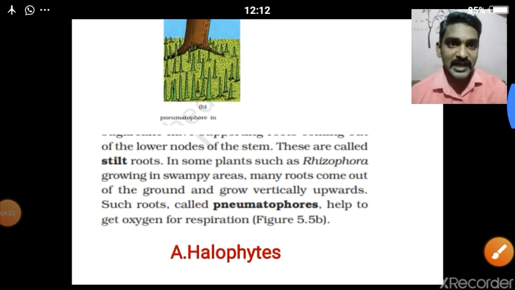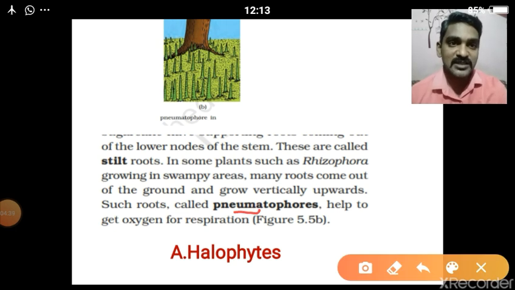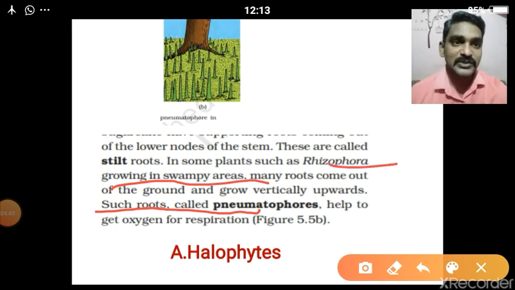So this is also directly from your NCERT book. I have given the snapshot of that. You can see pneumatophores. Where can you find them growing? In swampy areas. The example is Rhizophora. You remember this Rhizophora. Maybe in the next examination they can simply ask for the example of pneumatophores. You can write Rhizophora. Rhizophora grows in swampy areas, that is, saline conditions.